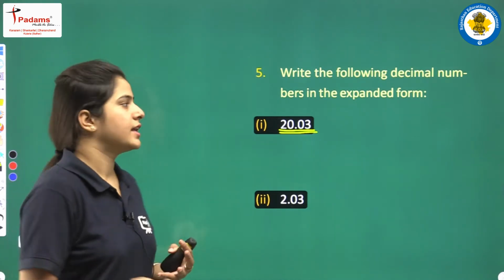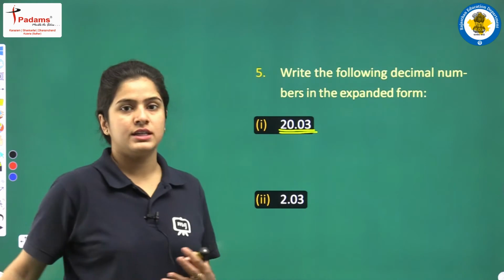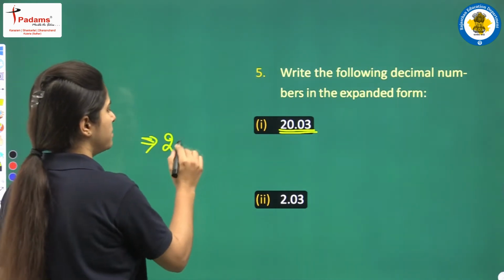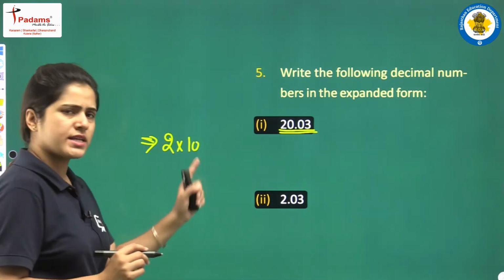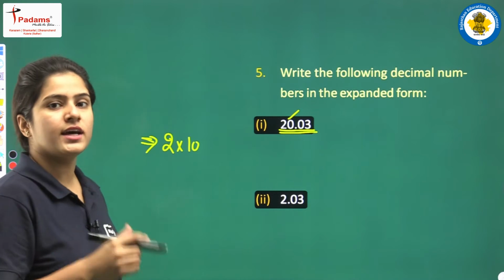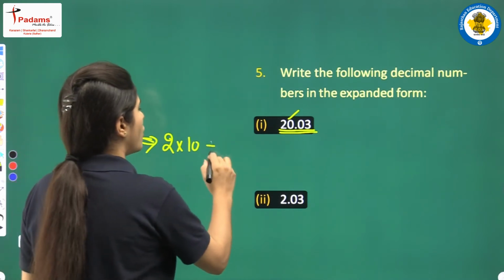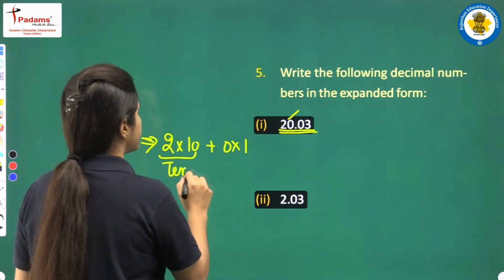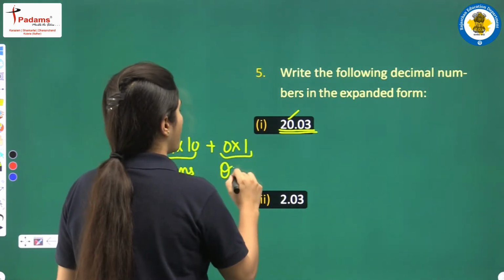Alright students, now this is 20.03. 20.03 can be expressed in the form of 2 multiplied by 10, that is 20. Now there is 0 at its ones place, so it means 0 into 1. This is the tens place and this is the ones place.